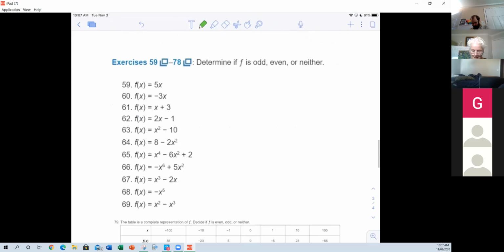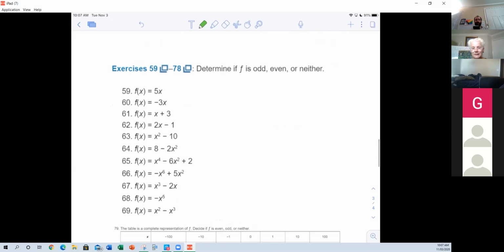Okay, we're going to do all of these just because it's fun. Elliot, can you tell me 59 and 60, are they even or odd or neither? They are odd. Good. These are all polynomials, so we can basically just look at the exponents. Both of these have just one odd exponent, so they are both odd.